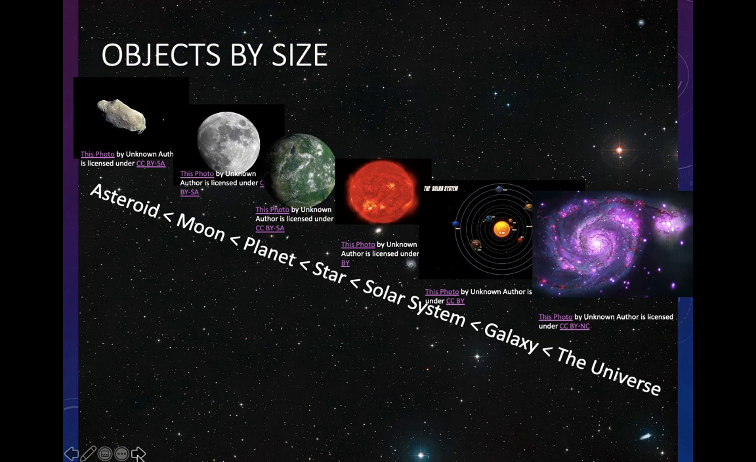So here's a picture showing how things get bigger. So asteroid is smaller than moon. Moon is bigger than asteroid. Then the planet's bigger than the moon. A star is bigger than a planet. A solar system is bigger than a star. And a galaxy is bigger than a solar system. And finally, the biggest of all of these is the universe, which contains everything.